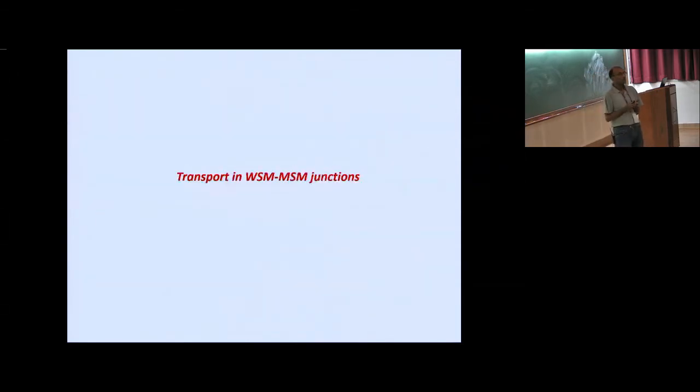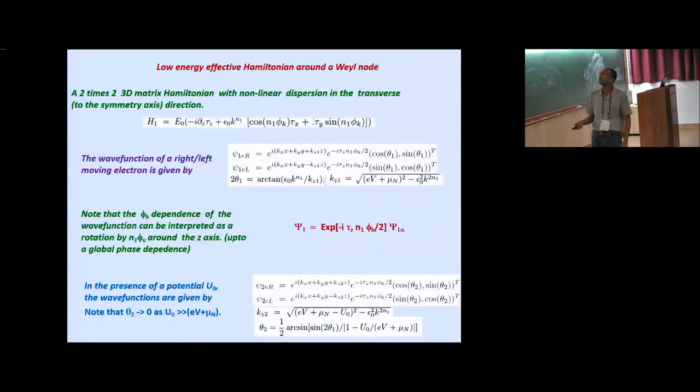What we are going to look at, and that's the main point of this talk, is a junction which has a Weyl semimetal on one side and a multi-Weyl semimetal on the other. First, I'm going to talk about the situation where both the Weyl and the multi-Weyl semimetal are in the normal state, and I have put a barrier in between.